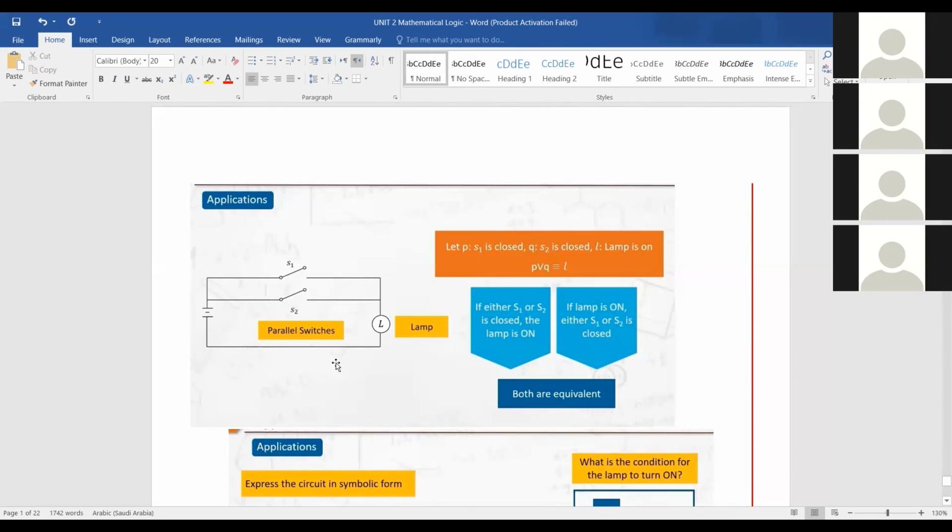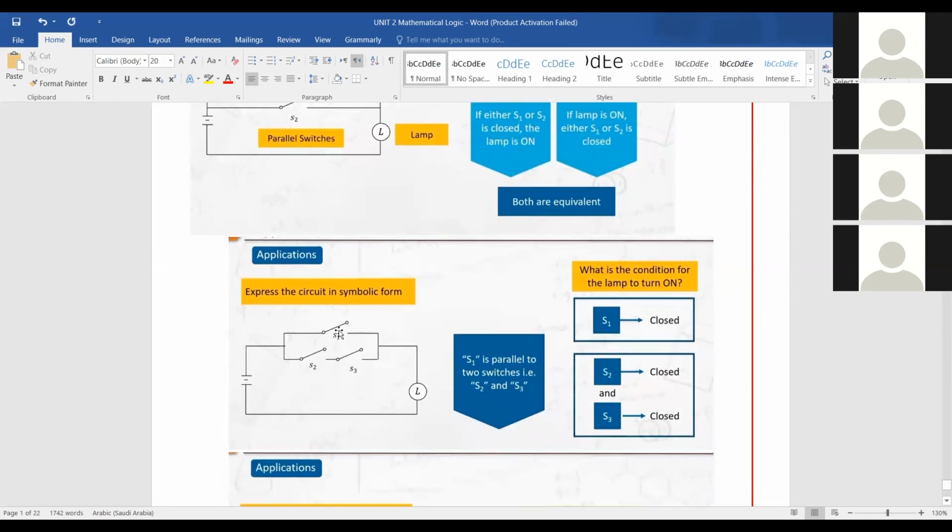So we need to show this in a statement form. Let P be S1 is closed, or the first switch is closed, Q be S2 is closed, and L be the lamp is on. We said S1 or S2 should be closed. One of them should be closed. That is or. That's why we said P or Q is logically equivalent to L. If P or Q is closed, then only the lamp would be on. Clear? Yes, got it. So that's why we said both are logically equivalent. This is for parallel circuits.